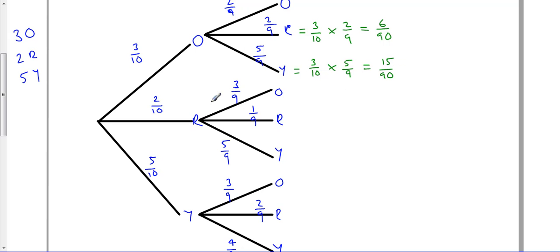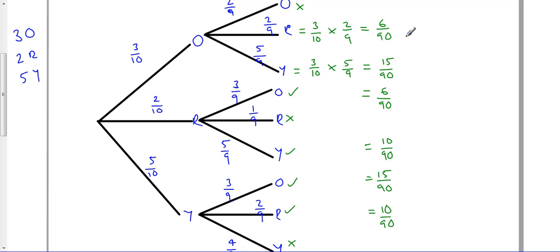Okay, so I'm going to do the same multiplication for all of these, making sure I don't pick ones that come up with the same colour. So red orange is okay. So red orange comes up with, you can see how I'm doing these calculations quickly. Red red I'm not allowed. Red yellow, I can do that one. So that's 2 times 5, which is 10 over 90. That one I'm allowed, which is 15 over 90. And this one I'm allowed, which is 10 over 90. And I'm not allowed the bottom one because that would be the same.